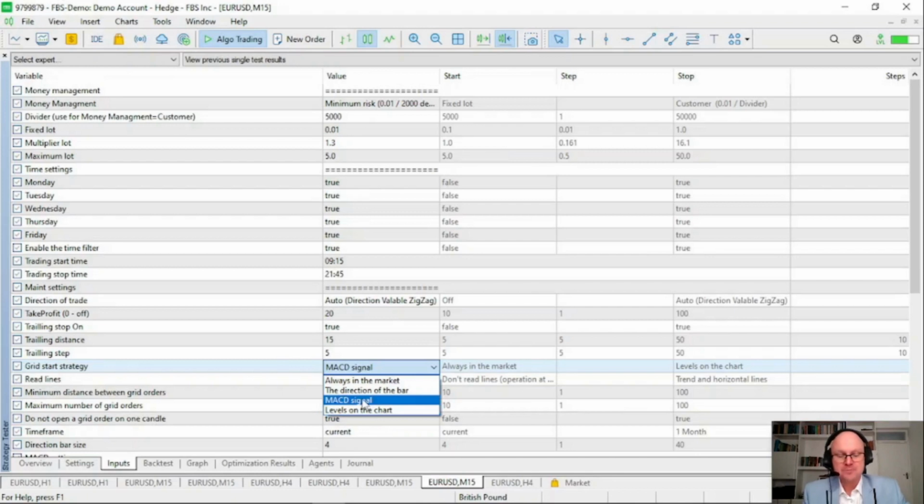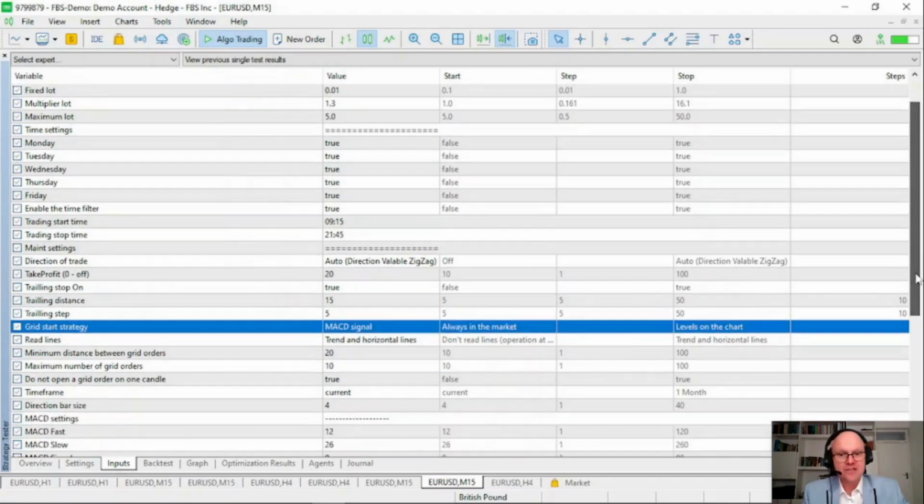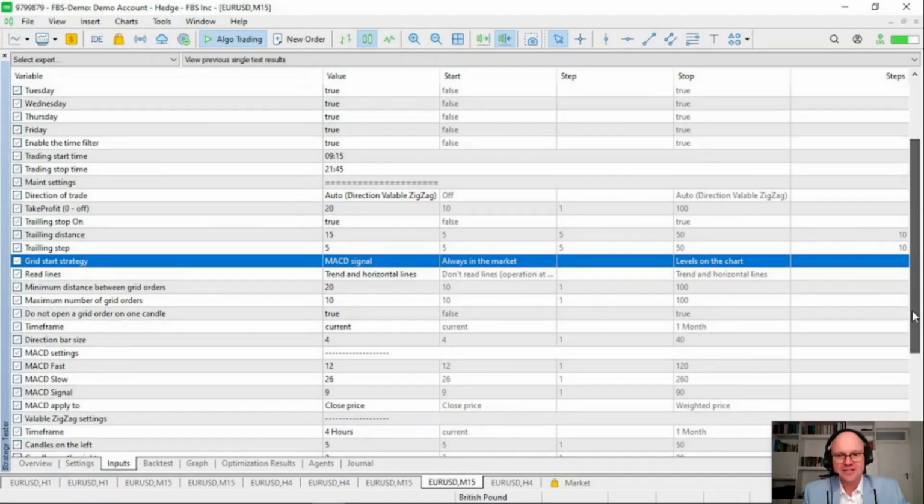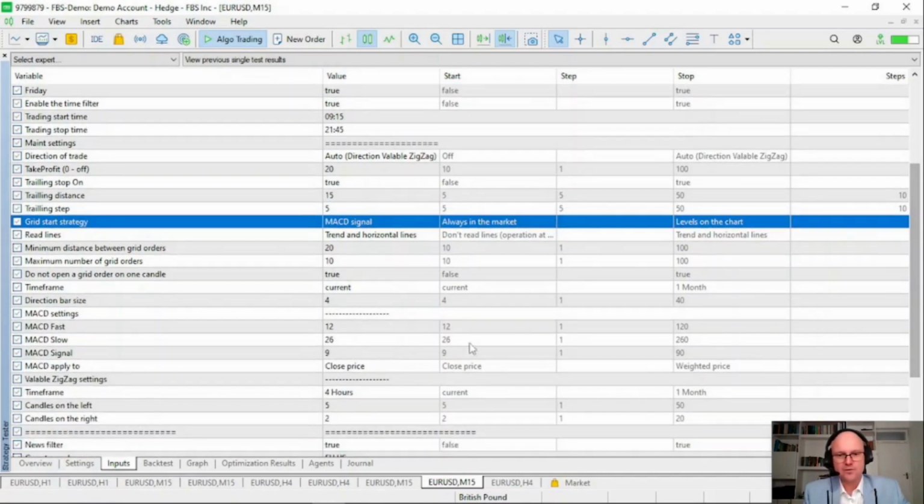The last 2 options, which are the MACD, which is the most precise option, is one that I ran the strategy test for. However, you do need to take into consideration it does take a very long time. Then the options for the semi-automated system is reading the levels on the chart. This means the expert advisor will only trade depending on the levels that you have set, either it being trend lines, horizontal lines, whichever one you want.